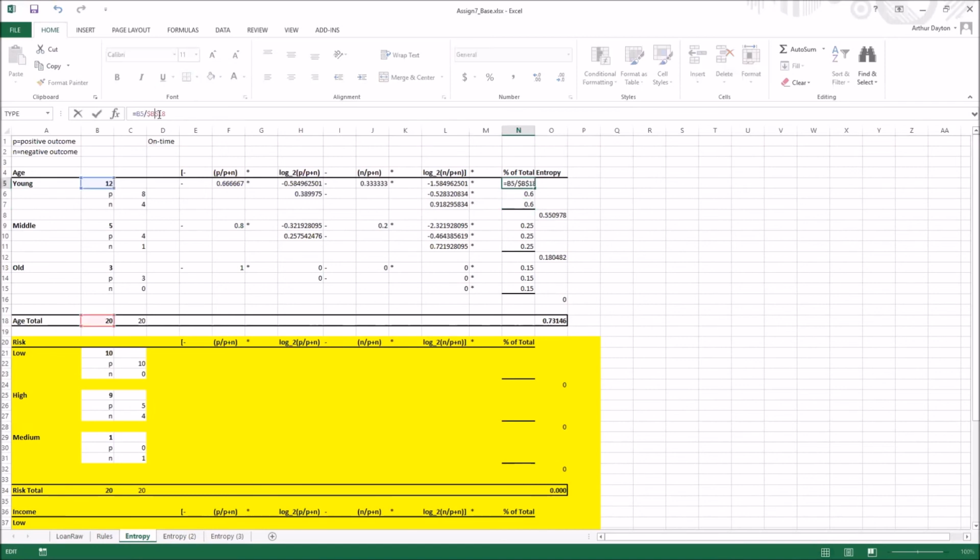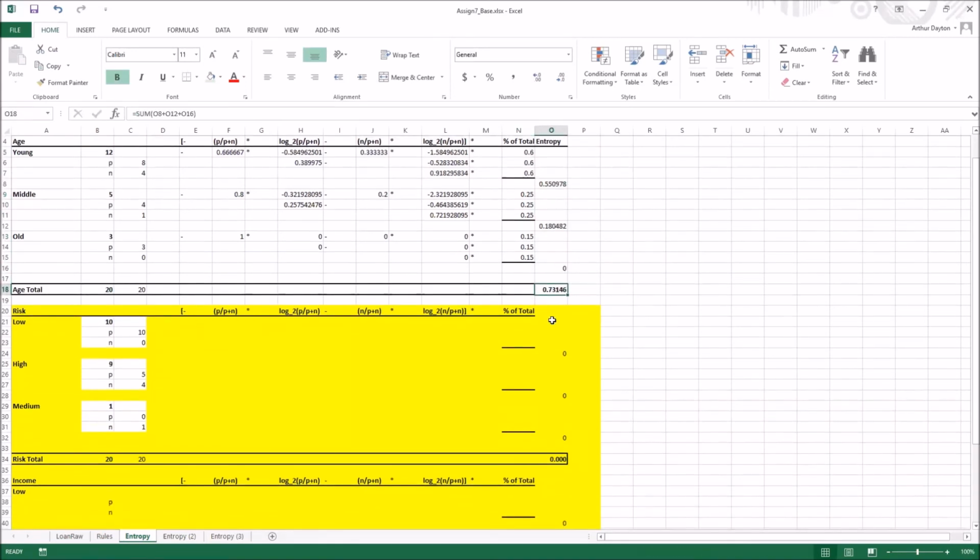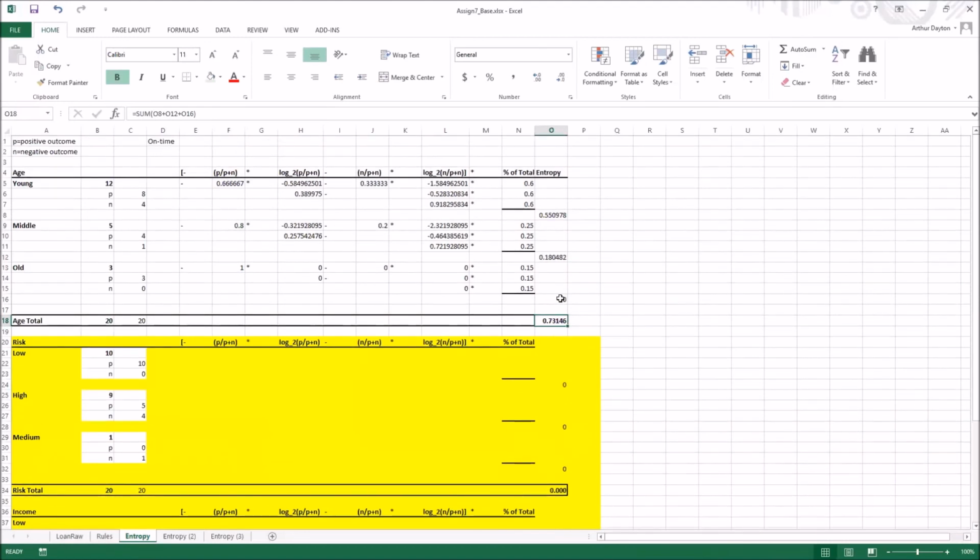So if we see here, this 0.6 is equal to the 12 values of young that are the total of the 20 sample values we have. So we just do the same thing for each of these down through, and then we add all of those values together to get the entropy measure for the age variable.